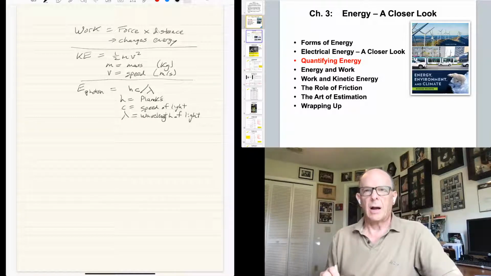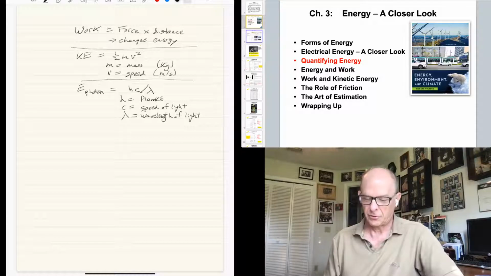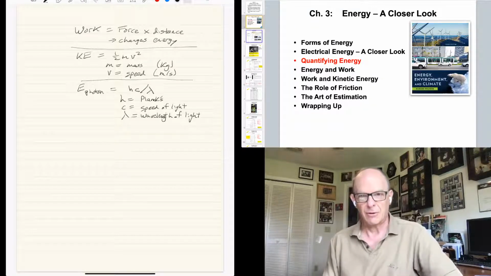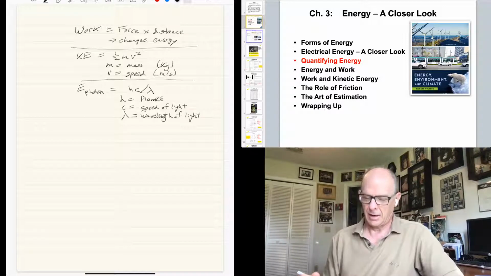So those two equations, the equation for kinetic energy and the equation for the energy of light, don't look anything like each other, but they both have the same units. They're both units of joules, and I can transform kinetic energy into energy of a photon and vice versa. And the total amount of energy is conserved, but the form that that energy takes changes in that process.